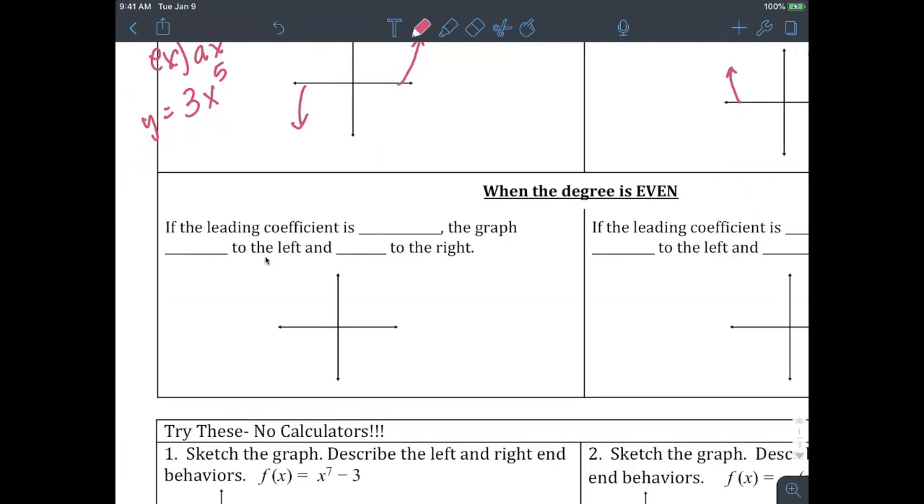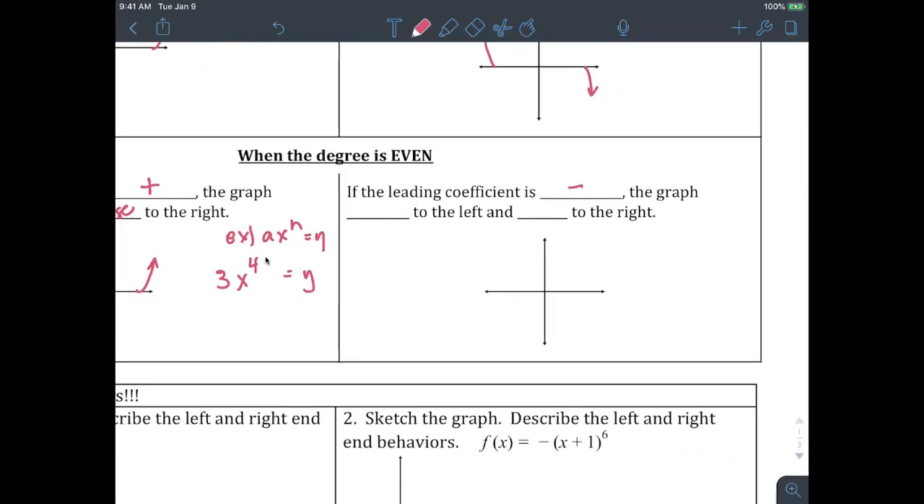Next, if the leading coefficient is positive, the graph will rise and rise. So let's do an example. a x to the n is y. y is equal to 3x to the 4th power. The graph will rise and rise. If the leading coefficient is negative, the graph will fall and fall. So an example, y is equal to a x to the n, so my a needs to be negative, like negative 2x squared. The graph falls and falls on the ends.